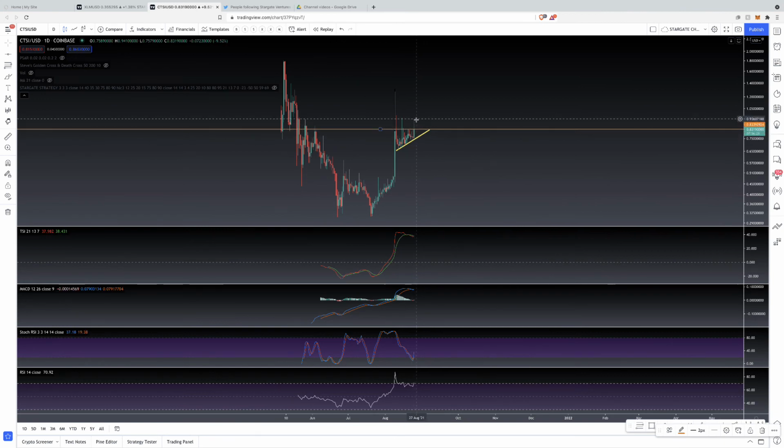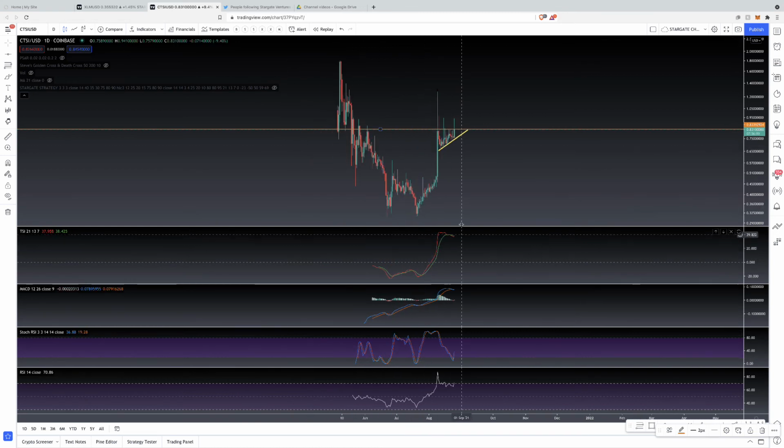If it breaks through here and holds above, we're starting to see on the TSI, it's starting to cross back up. Same with the MACD. Bullish momentum coming on the stock RSI. The last time it did that was right there. It was in the zone and crossed up. It's at that bottom. Same with there, that bottom. So it's looking all good. We'll go to VeChain.